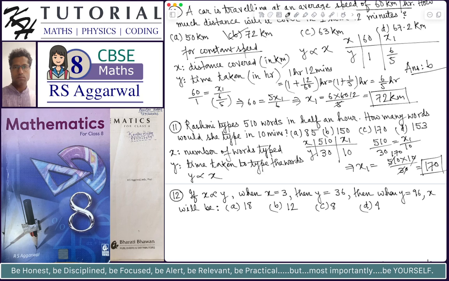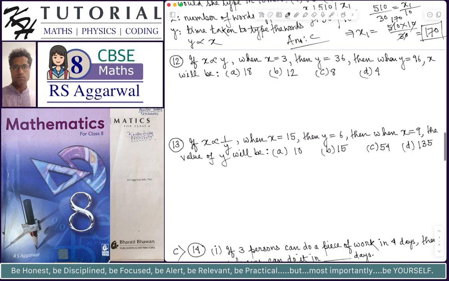So since the two quantities x and y are directly proportional to each other, in 30 minutes, 510 words was being typed by Rashmi. So in 10 minutes, definitely less number of words than 510 will be typed, and hence our answer 170 is consistent. So the correct choice is C. C is the correct choice.